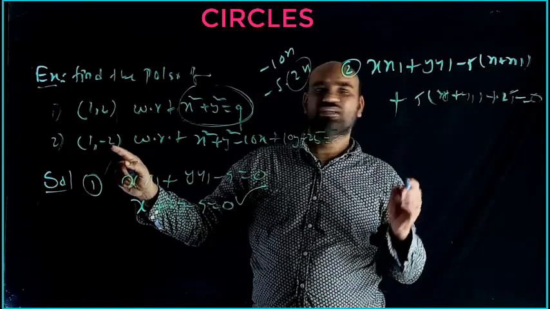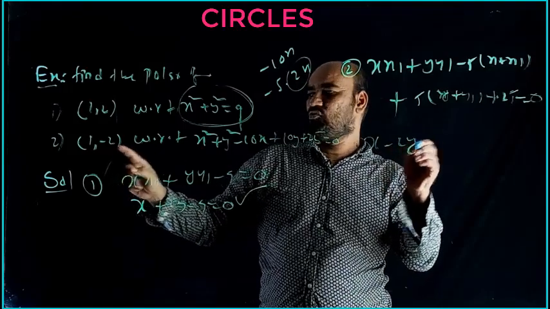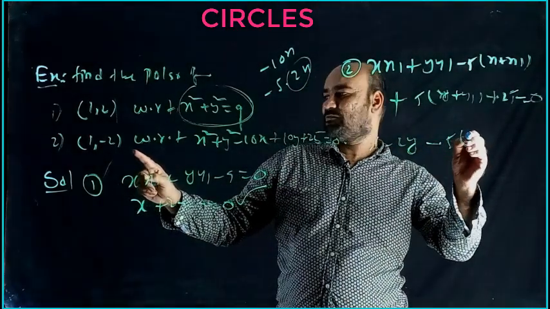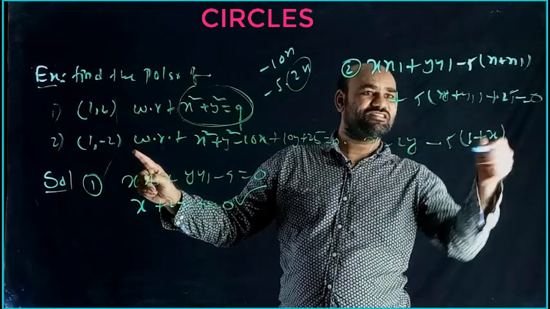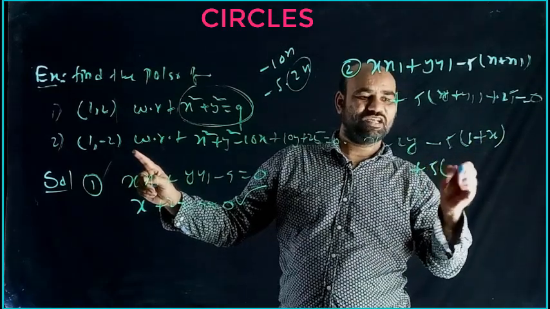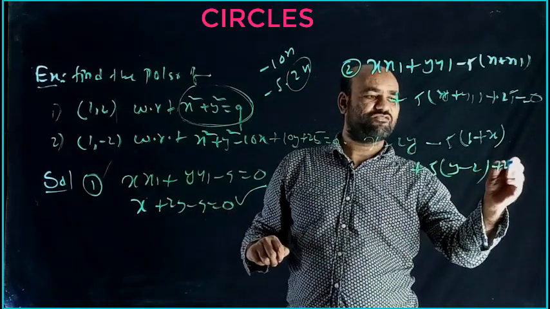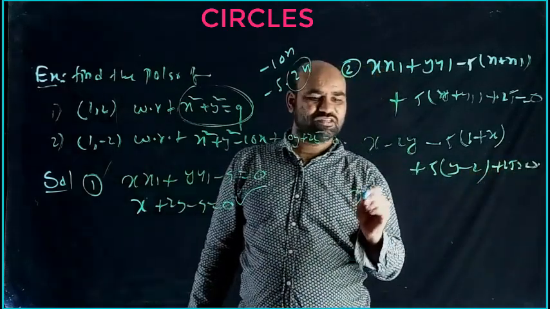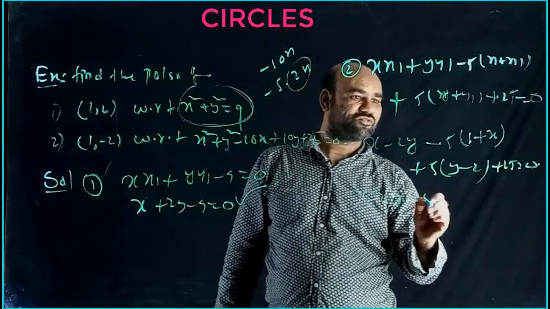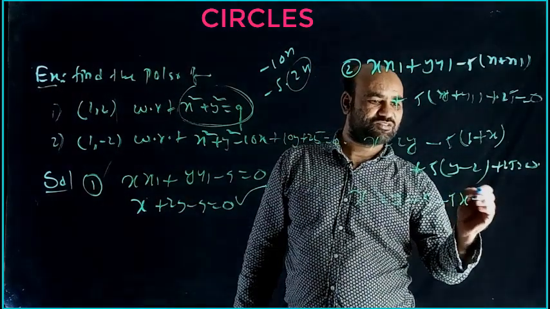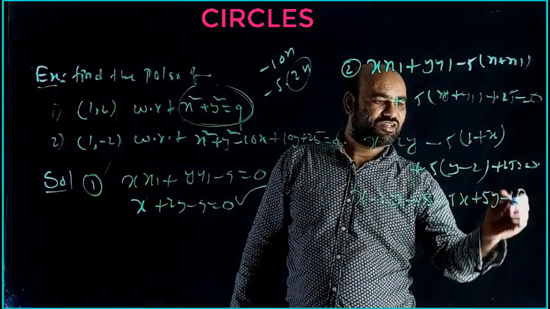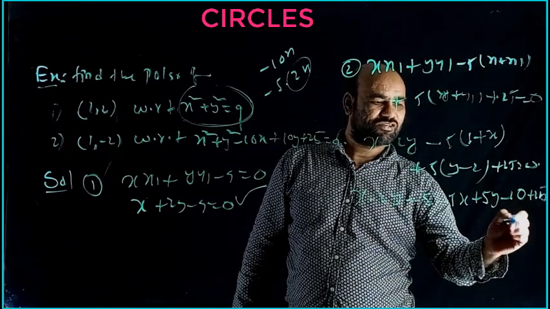Instead of y you want to write minus. So x minus 2y minus 5 into 1 plus x, plus 5 times y, this is minus 2, plus 25 equal to 0. We need to simplify. x minus 2y minus 5 minus 5x plus 5y minus 10 plus 25 equal to 0.